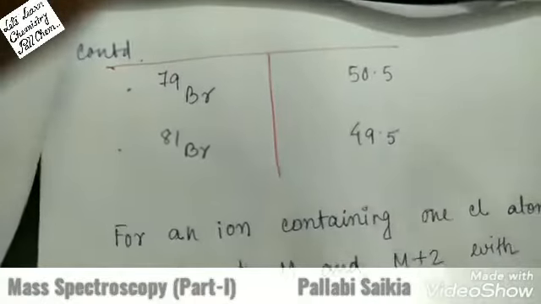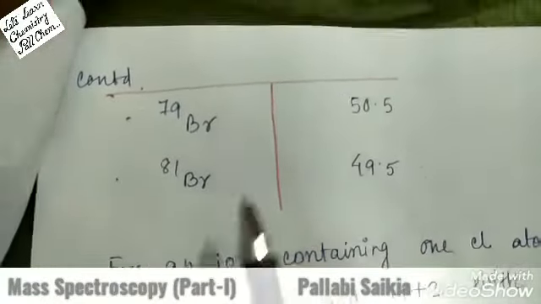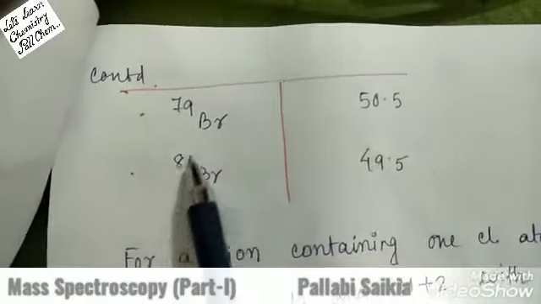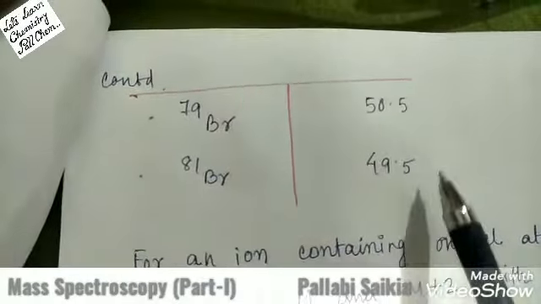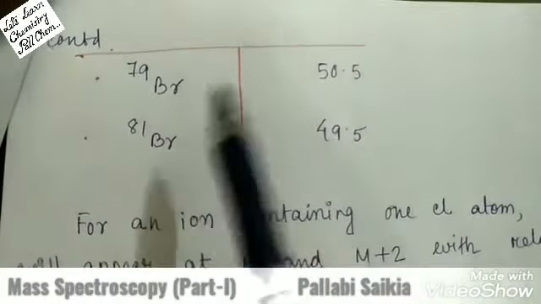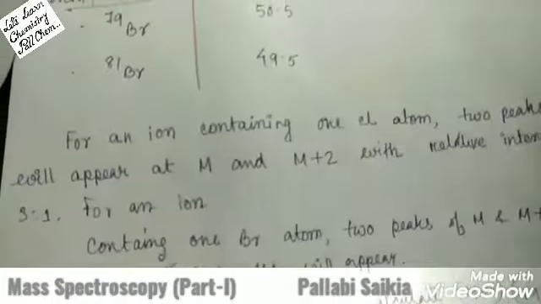Similarly, for bromine, the abundance of 79Br is 50.5 and its isotope 81Br has 49.5, almost equal, 50-50. So if a molecule has a bromine atom, then it will appear as M and M+2 with a 1:1 ratio. So if a molecule has 2 chlorine atoms or 2 bromine atoms, then how will we decide what the intensity of the peaks is?